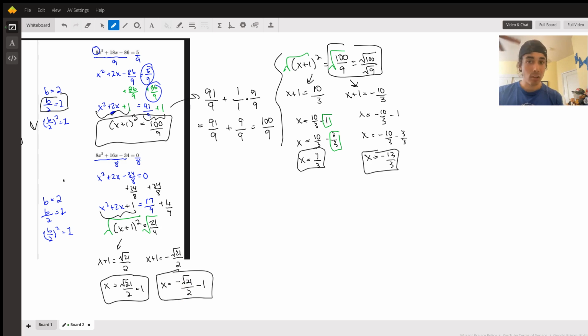And that is all as far as this is concerned. So let me know if you have any questions. But again, it's going to be the same steps that we've been doing. The main thing is at first, we're just going to divide the entire equation through by whatever that a term is. And then after that, we're going to proceed as normal. All right. Let me know if you have any questions.